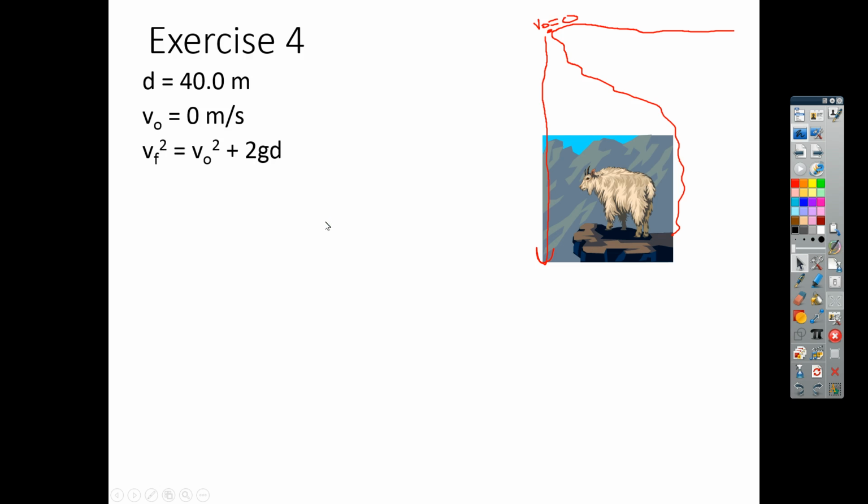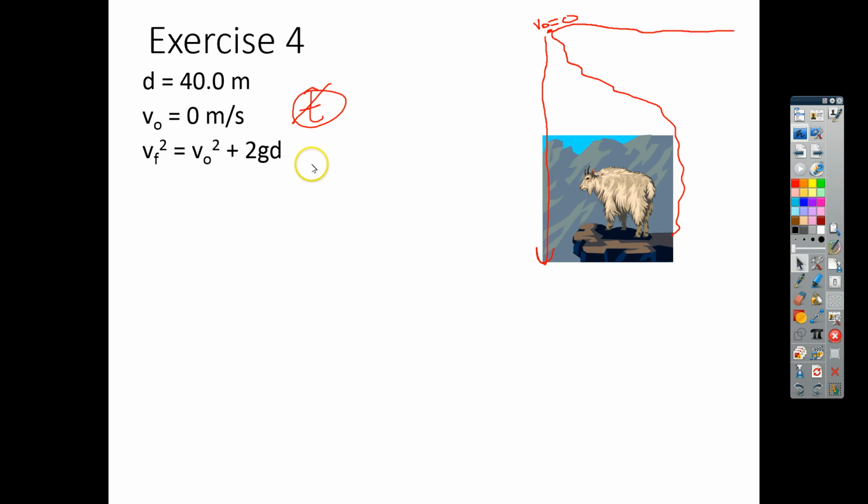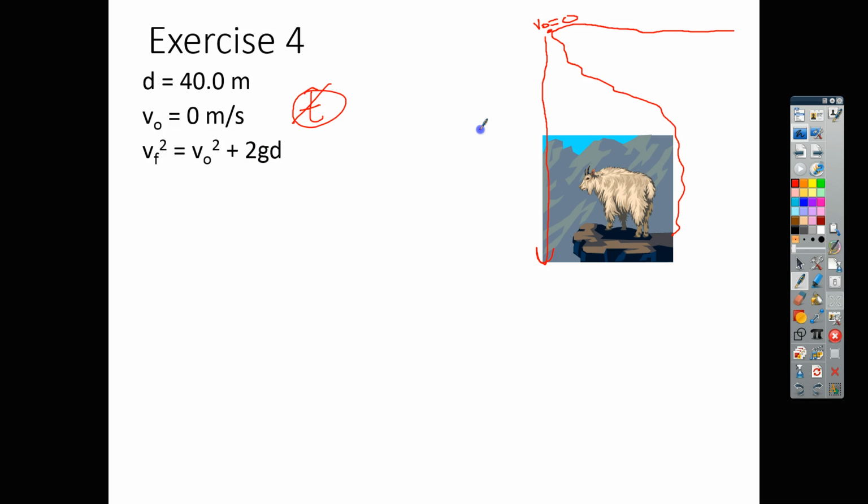We know that the equation we need to use is VF squared is equal to VO squared plus 2GD. You'll notice that there is no time in this, and we don't need the time, so we will use our third kinematics equation. Also notice that we're using G for acceleration. Anytime anything falls, we're going to use G, which is the acceleration due to gravity, and that value is approximately 10 meters per second squared.